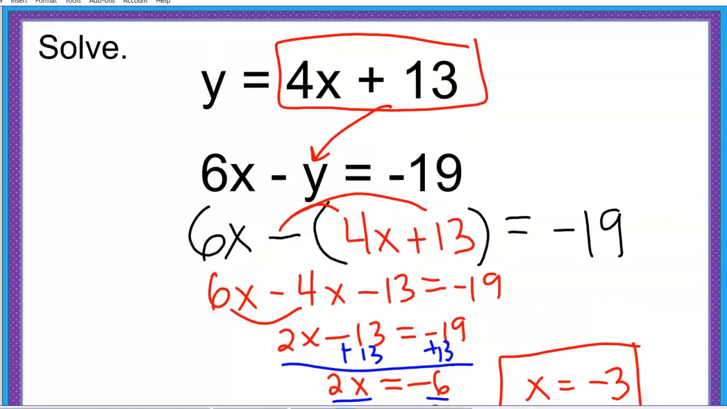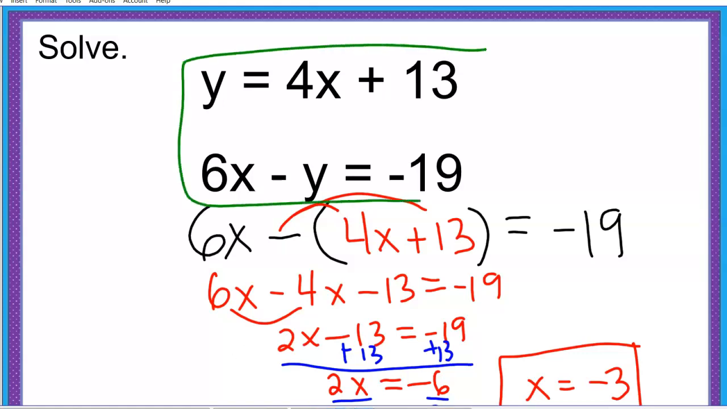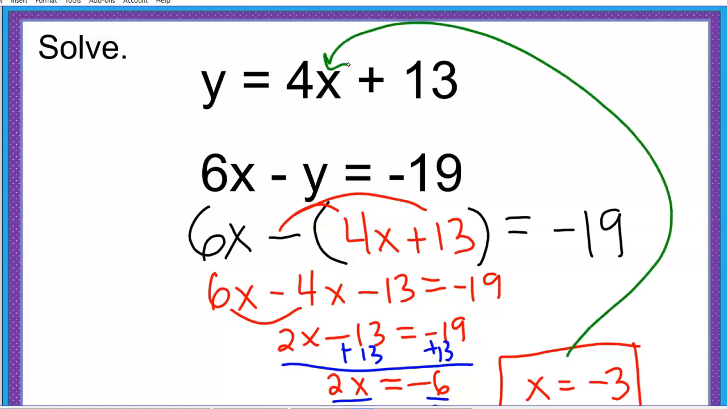Now I'm going to go back to my first two sentences. My first two sentences are these two right here. I can choose either one, but I'm going to choose the first one because it looks a little simpler to me. I'm going to choose the first sentence, and this time I'm going to erase and replace the letter x because I have an answer for x. So if x is -3, that means every time I see an x, I can replace it with a -3.